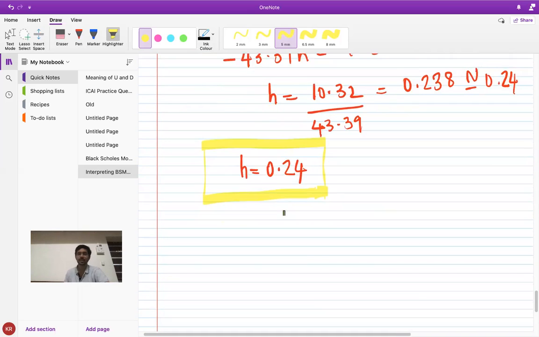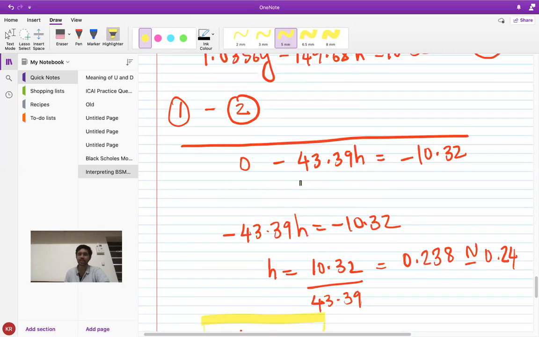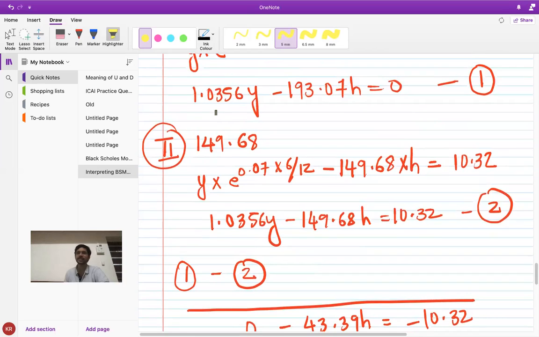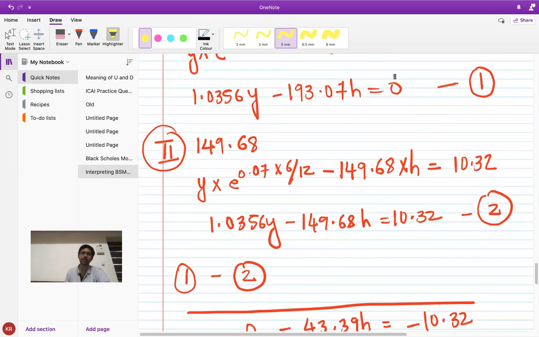Okay, and then I will input this h into the first equation. I'm choosing the first equation because the RHS is equal to 0, so the calculation becomes a little easier. You can also input it in the second equation; you have to get the same answer, no doubt. So I'm inputting h into the first equation and I will calculate for y.